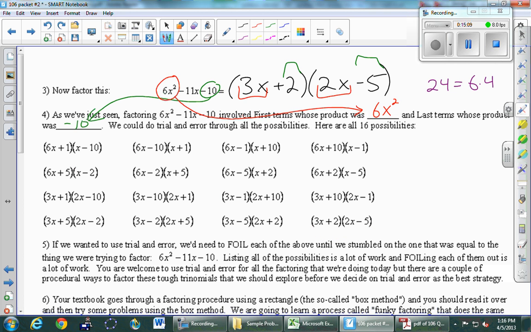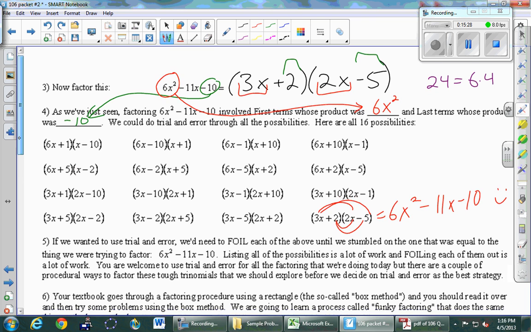And how would you know that it works? You would FOIL or lobster claw or something. And if you do that, you'll get 6x squared minus 11x minus 10. And then finally, you stop. You found the answer, okay? So here's an alternative.